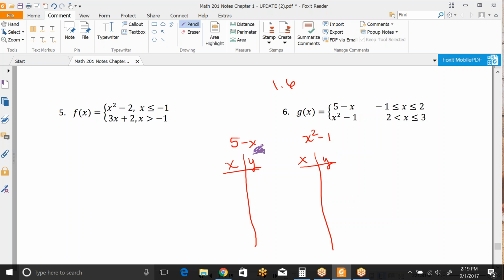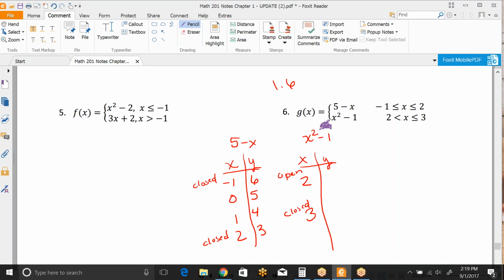So our first table is 5 minus x, remember that's our function, if we're between -1 and 2, and they're both closed. So we're going to be using -1, 0, 1, and 2, but the endpoints are going to be closed circles. And then our second table is from 2 to 3, but the beginning is open, but the ending is closed. So when we plug these in, 5 minus -1 is actually 5 plus 1, so that would be 6. 5 minus 0 would just be 5. 5 minus 1 would be 4, and 5 minus 2 would be 3.